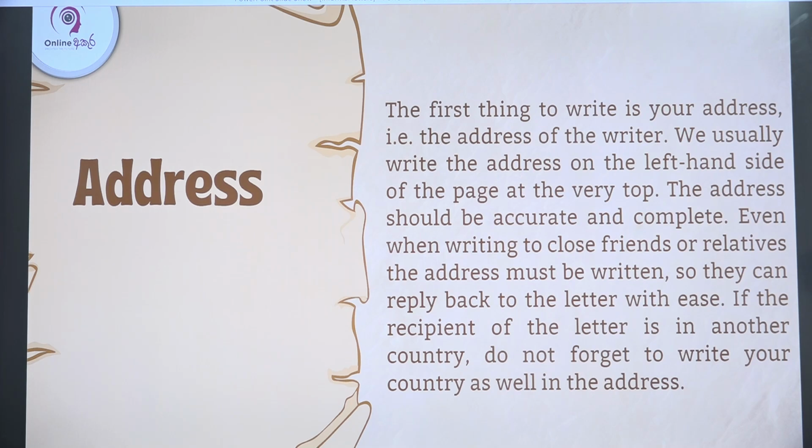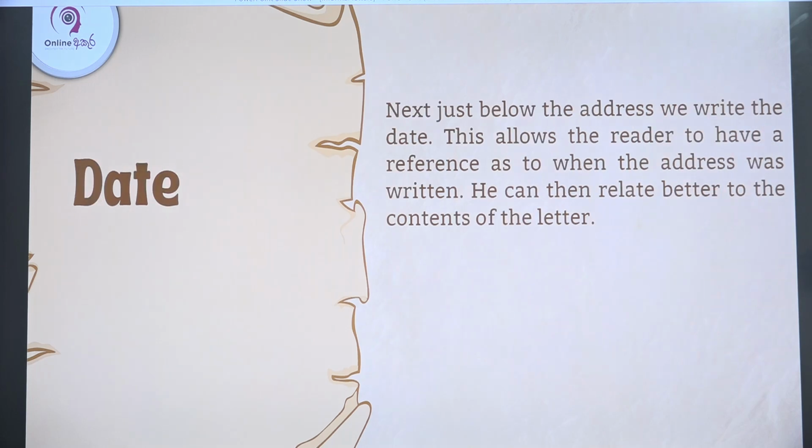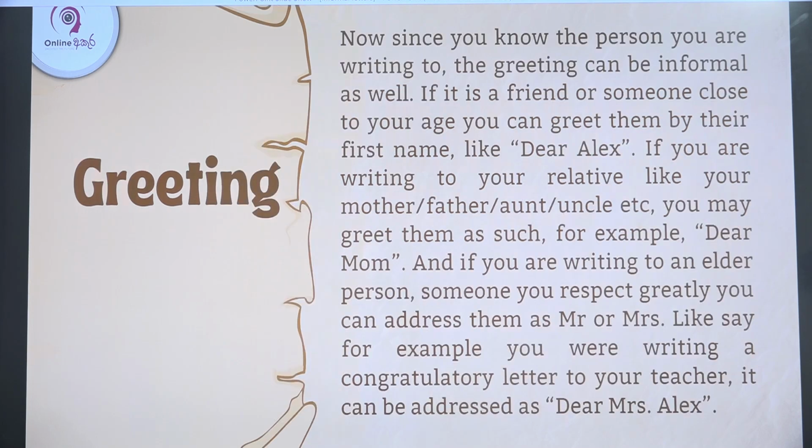And if you are writing to a person who's living in another country, you will have to write your country name as well. So suppose you are writing from Sri Lanka to India, underneath your address you write Sri Lanka. And then, just like the formal letter, your address is followed by the date. And then, without writing the receiver's address, we jump directly to the greeting part.